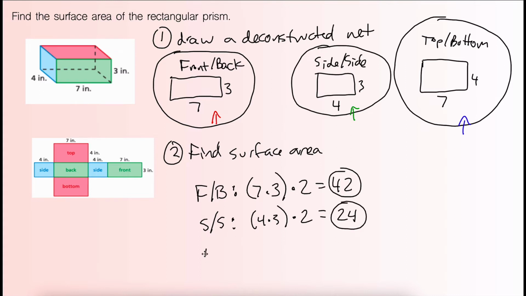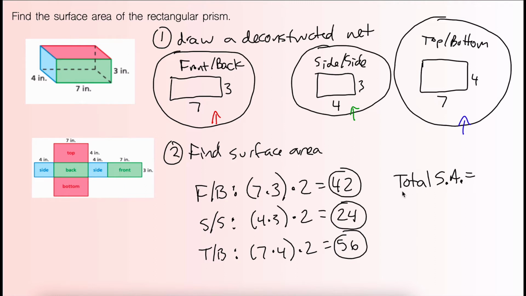And then the top and the bottom are 7 by 4 rectangles, and there's 2 of them, and that would be 56. So altogether, the total surface area, which I'll write very clearly on the side, total surface area equals the sum of all of these things. So 122. And our units for this is going to be inches squared.